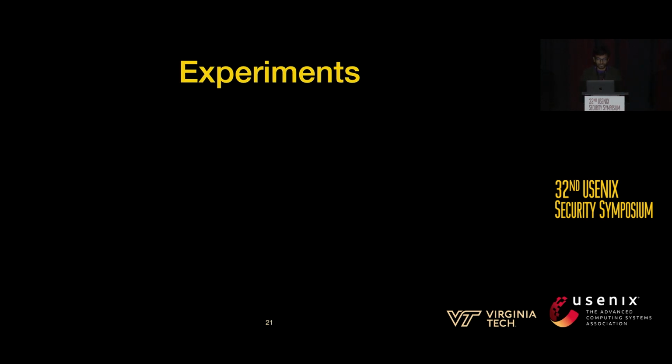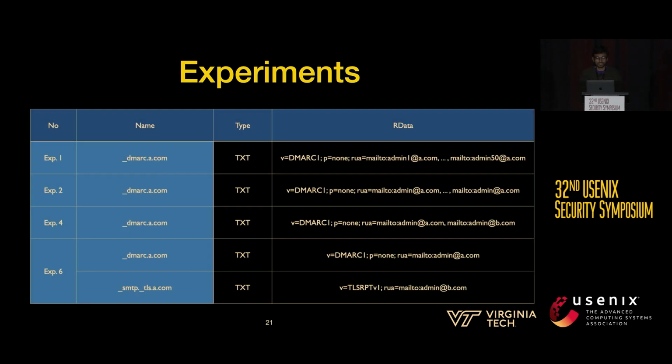So to test this out, we conducted several experiments, and here are a subset of experiments that we conducted to test a few popular email hosting providers and open source software. So A.com is a domain controlled by us, and we set varying DMARC records as per each experiment.